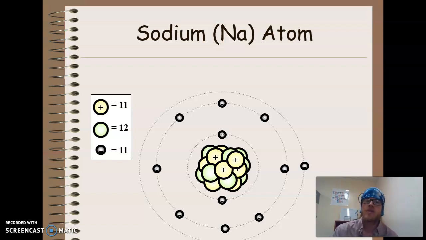If I told you sodium's atomic number was 11, and it had a mass of 23, you would need to know that 23 minus 11 is 12. And that's all there is to figure that out.